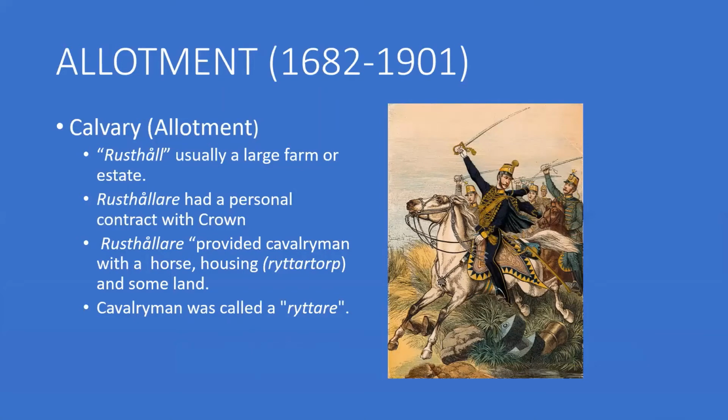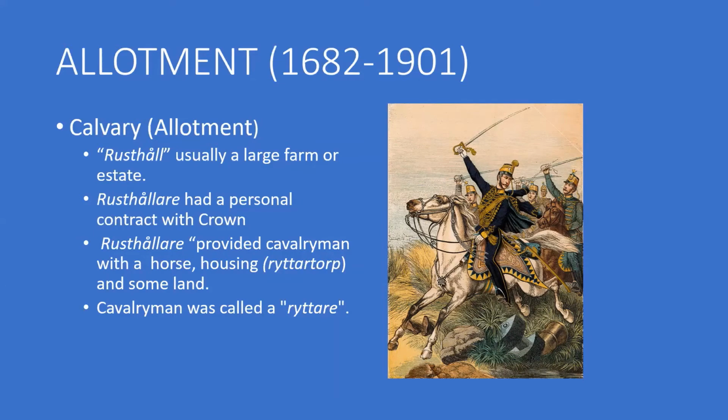Another one was the Cavalry. And here it was the rusthåll. It was usually a large farm or estate, could be sometimes several people. And they had a personal relationship or contract with the crown. And they provided a cavalryman with a horse and also housing and some land.